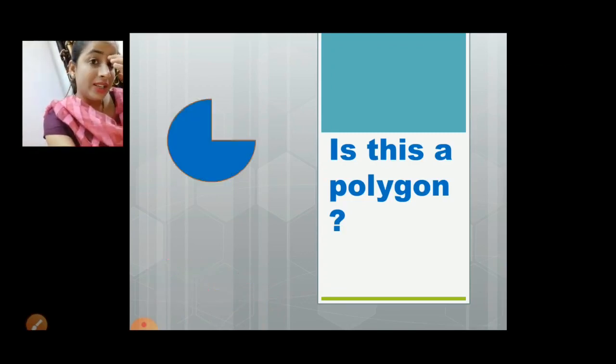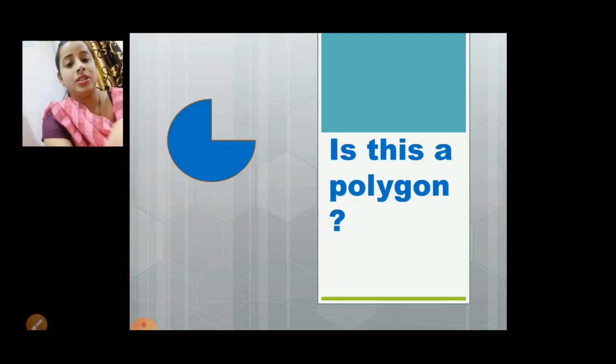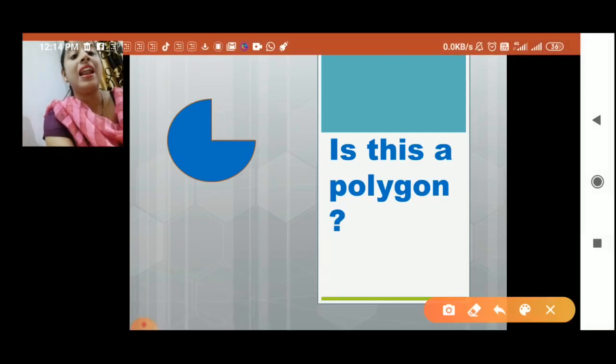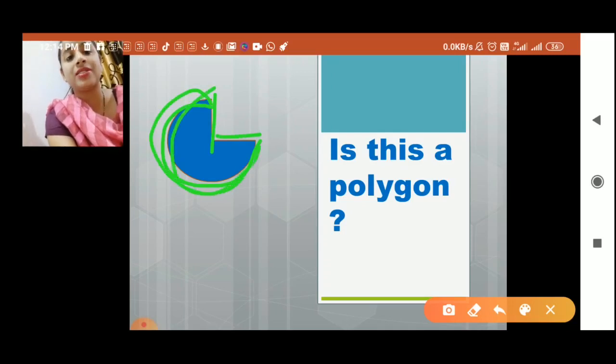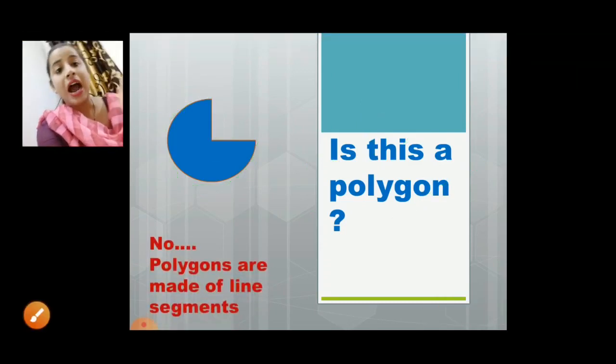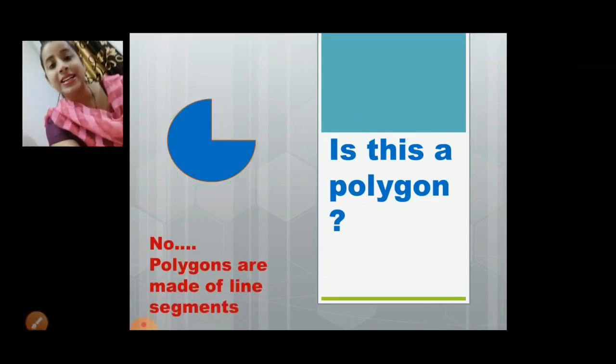Let's see the other one. The second one, you can see, is this a polygon? No. Why? Because polygons are made up of line segments, and this is not a line. This is a line, this is a line, but this is not a line, this is a curve. So it is not a polygon. Why? Because polygons are made up of line segments.